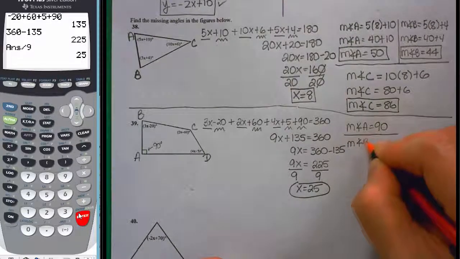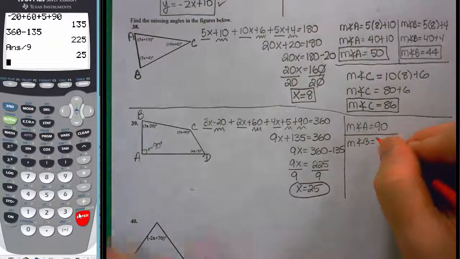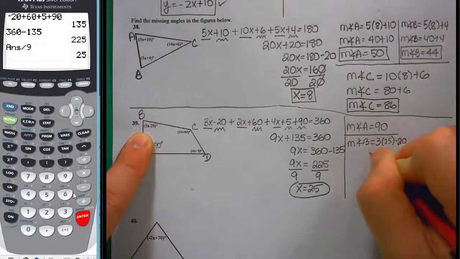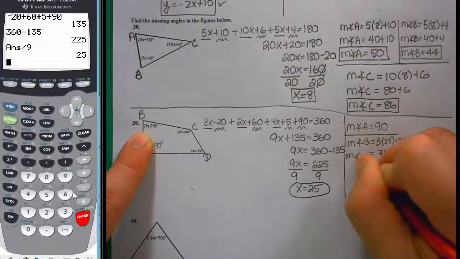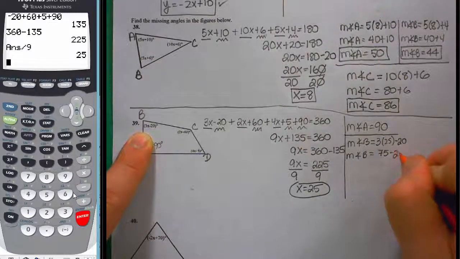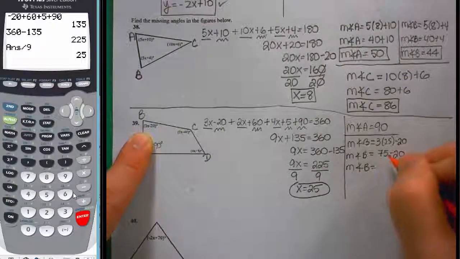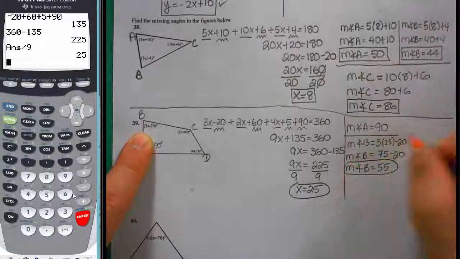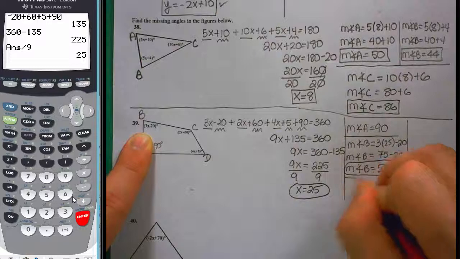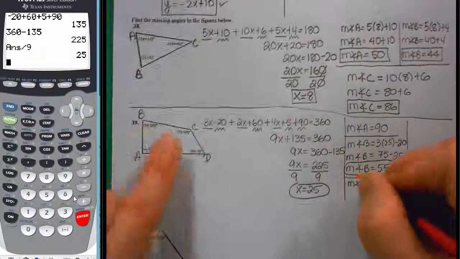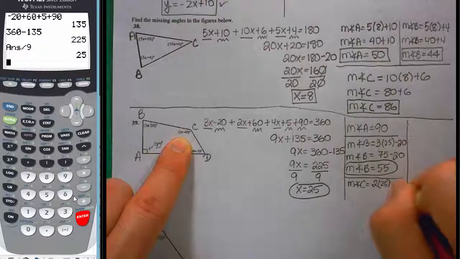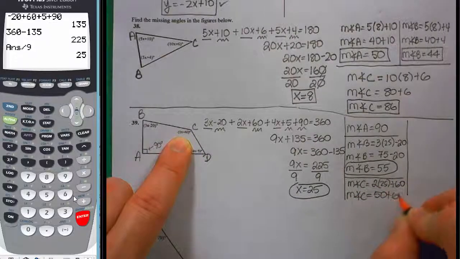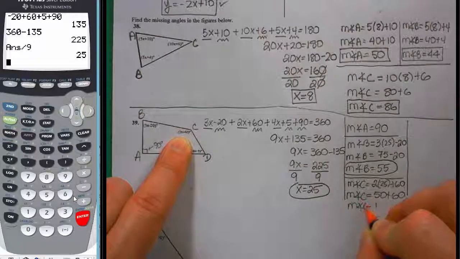The measure of angle B, using the formula, will be 3 parentheses 25 minus 20. 3 times 25 is 75. The measure of angle B then will be 55. Let's go ahead and find the angle C. The formula is 2x plus 60, so 2 times 25 plus 60. 2 times 25 is 50. And then 50 plus 60 is 110.